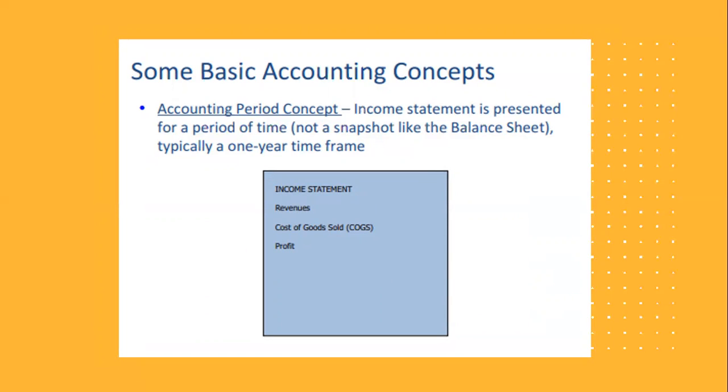And this is that the income statement is presented for a period of time, and it is not a snapshot. And typically it's a 1 year time frame. So the income statement includes all the revenues and all the expenses that were incurred over a period of 1 year. There are three basic categories within an income statement: the revenues, the cost of goods sold, and the profit. And then of course, there's a lot more with it, additional costs and all of that, which I've discussed in the lecture. But these are the three big categories.